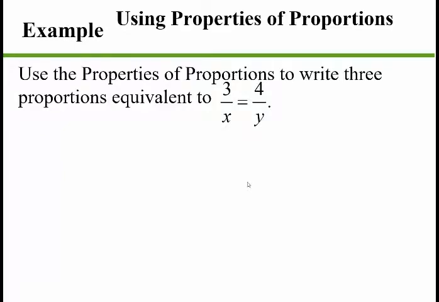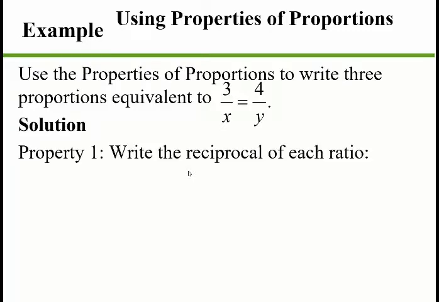We want to use these properties of proportion to write three proportions equivalent to the following: 3 to x is equal to 4 to y, or 3 over x is equal to 4 over y. Property 1: let's write the reciprocal of each ratio. If I have 3 to x is equal to 4 to y, by flipping each fraction, x to 3 is equivalent to y to 4. Same exact proportion, just rewriting it.